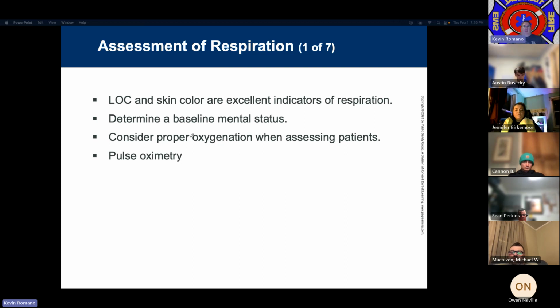To determine a baseline mental status of the patient, consider proper oxygenation when assessing the patient and utilizing pulse oximetry, a non-invasive method of measuring how well the person's hemoglobin is saturated. But again, a tool is only as good as what it can provide you. Anemic patients, carbon monoxide patients, those patients are going to have a decent SpO2, but in all reality, they're not oxygenating very well at all. All right. So keep that stuff in mind. Work with things hand in hand.